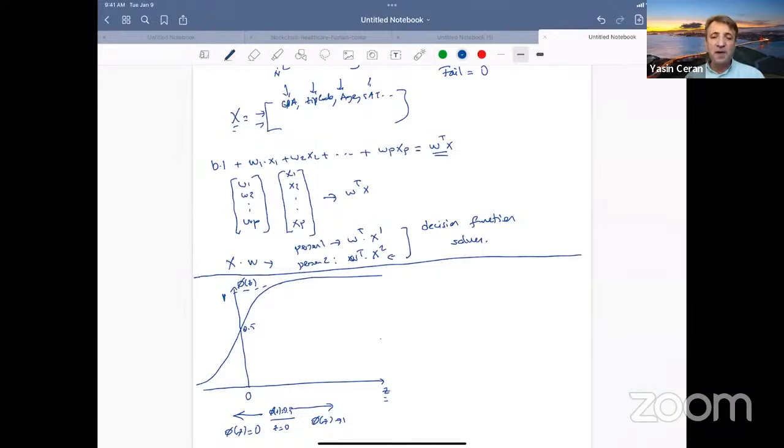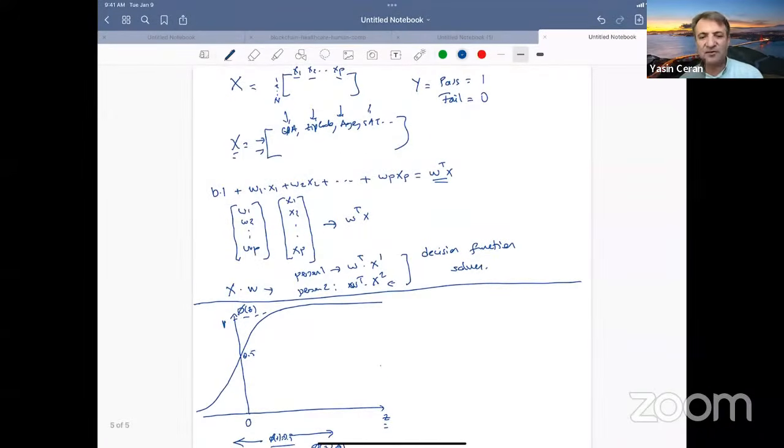Now, remember, I'm trying to come up with a model which is going to help me make classification. Classification requires saying pass or fail. So I want some value which helps me make this classification, 1 or 0, yes or no. In addition to making this decision, it would be very nice if these decisions came with some probabilities.